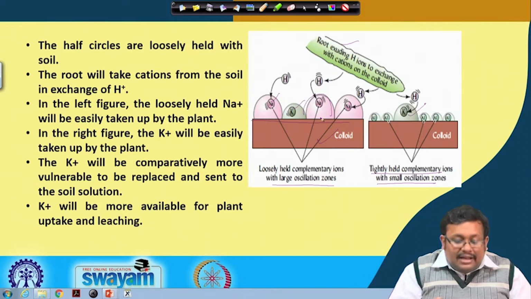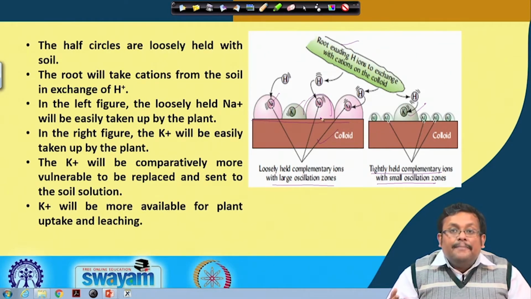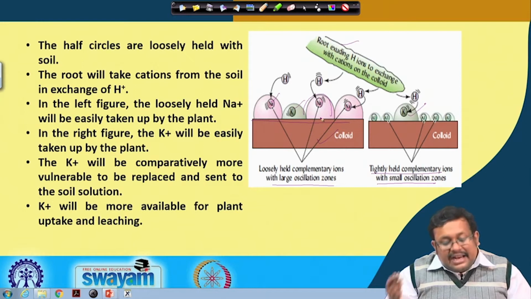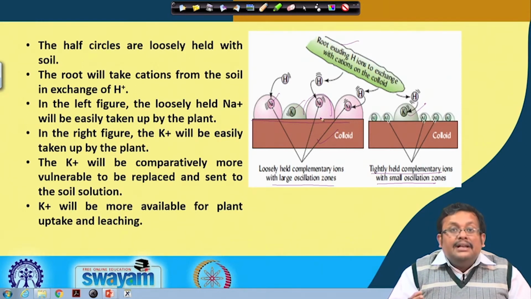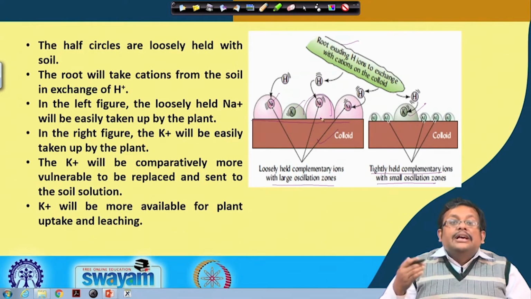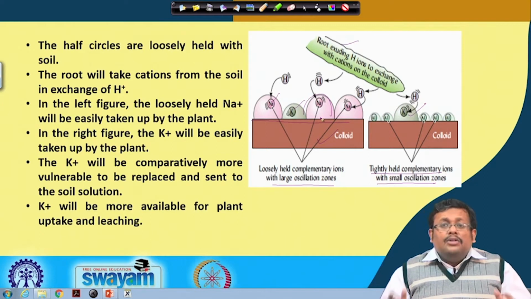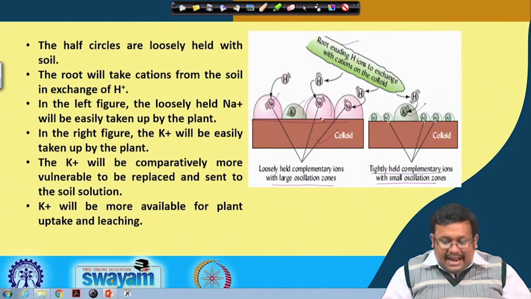In the left figure, the loosely held sodium will be easily taken up by the plant, and in the right figure, the K plus will be comparatively more vulnerable to being replaced and sent to the soil solution, so K plus will be more available for plant uptake and leaching. So, this is how the interaction between complementary cations influences their uptake by different plants. Okay.